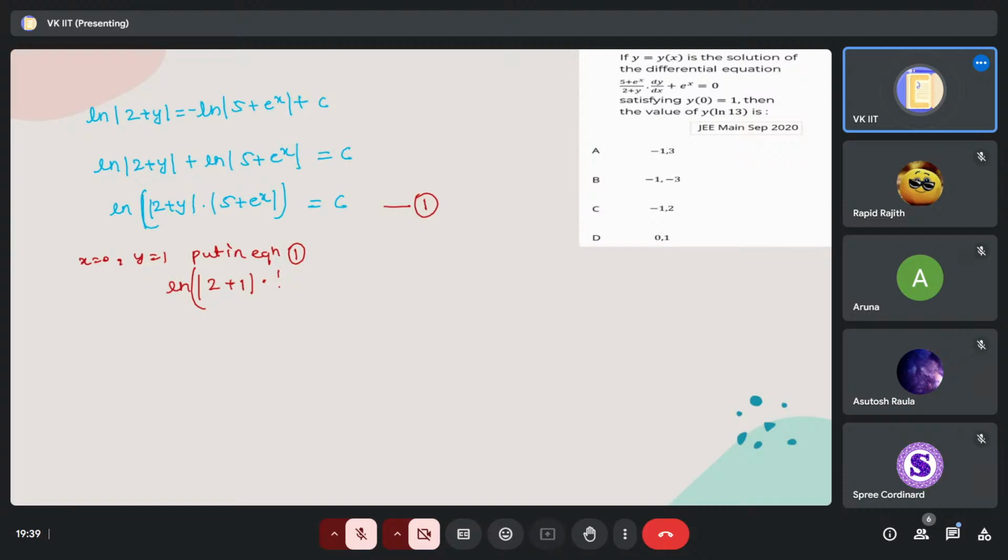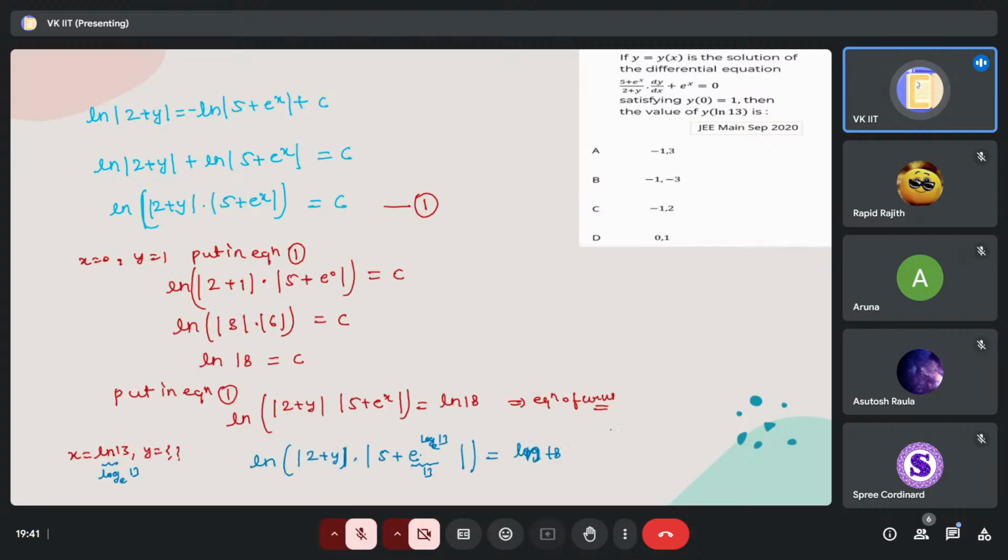So when we put this value, it will become ln of 2 plus y, and we have to find that into mod of 5 plus e to the power x. Ln 13 means we can write it as log 13 base e, which is equal to ln 18. So this value will become 13 only, since the base and base are the same. 13 plus 5 is 18.